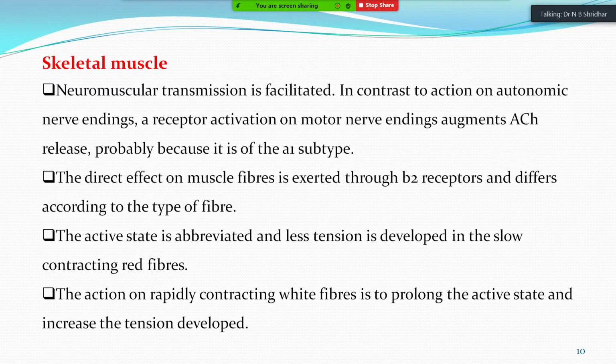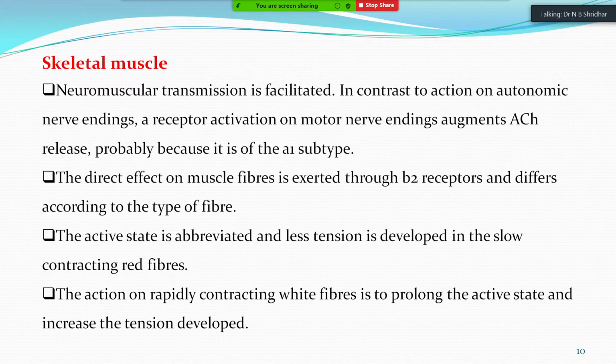And the direct effect of adrenaline on the muscle fiber is exerted through beta 2 type receptors and differs according to the type of skeletal muscle fiber. The active state is abbreviated, so less tension is developed in slow contracting red fibers. Once again, there are red fibers and the other type of fibers present in the skeletal muscles. The action on rapidly contracting white fibers is to prolong the active state and increase the tension developed.